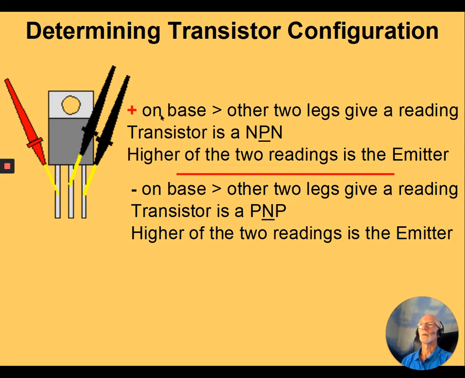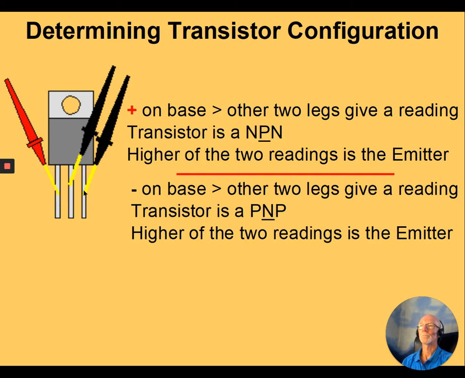So, for example, if our red lead is on one leg, and we get a reading on both the 2 other legs, that tells us that the base region is a P for positive, because we've got the positive lead on it. Of the other 2 legs, one will have a reading slightly higher than the other. For example, one might be 567 and the other 569. The higher reading is the emitter. So in this case, it's a PNP, that's the base, that's the collector, and that's the emitter.